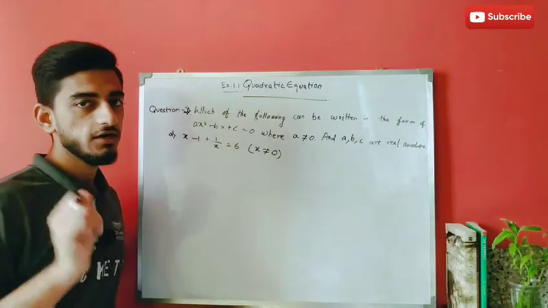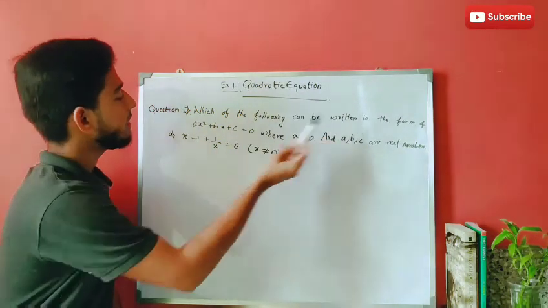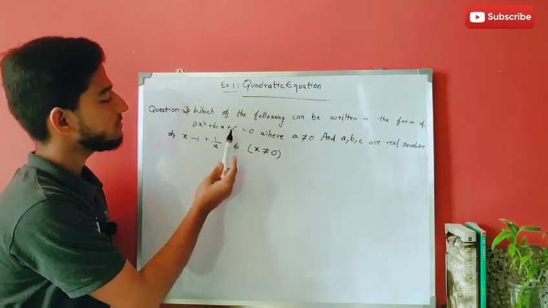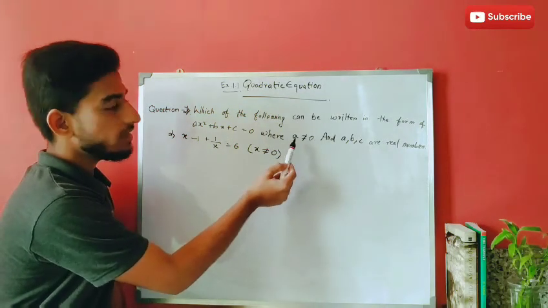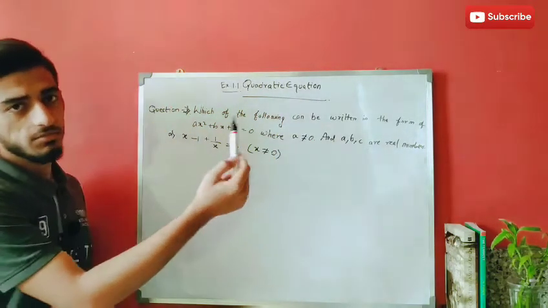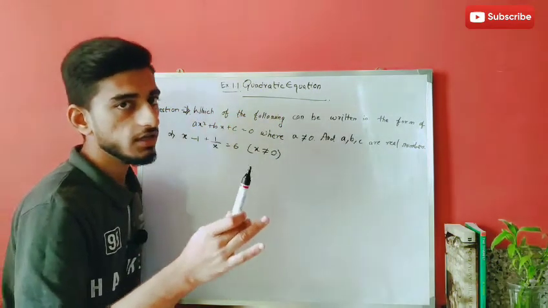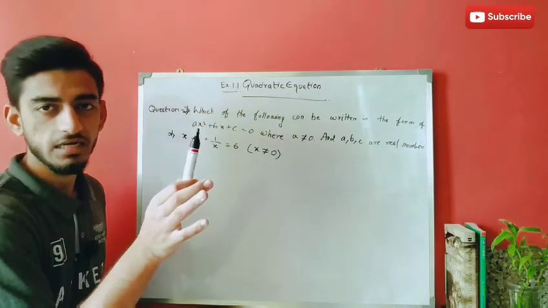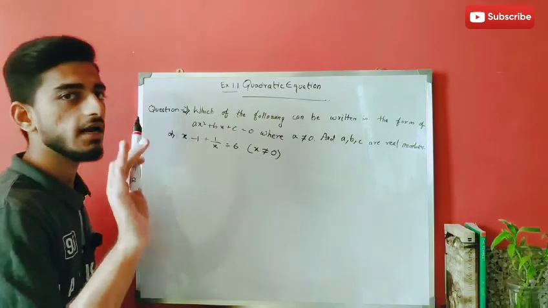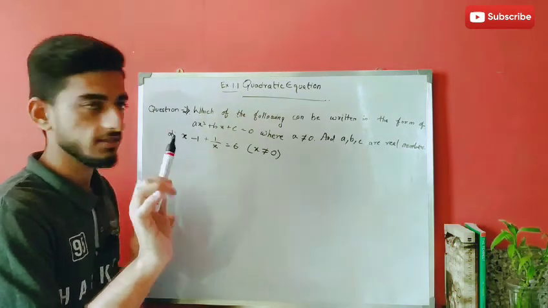Come to the second question. The second question is, which of the following can be written in the form of ax square plus bx plus c, where a is not equal to 0 and a, b, c are real numbers. Real numbers means any number which is not non-real. Every number is a real number. Complex numbers you will do in class 11. Till now you can consider every number to be real.